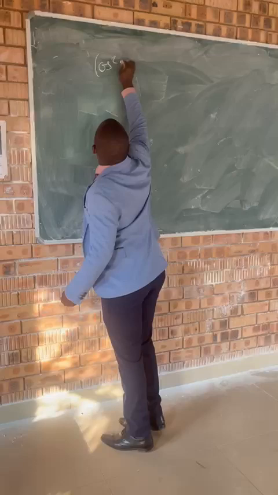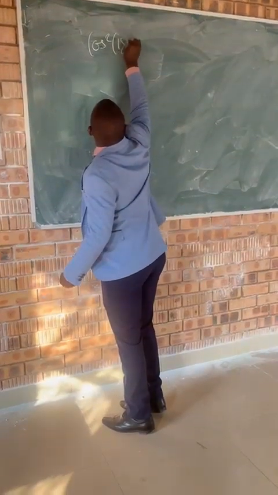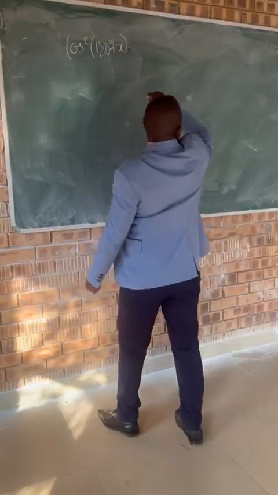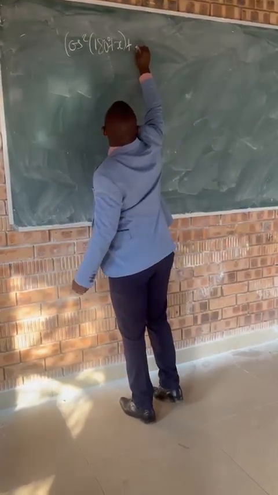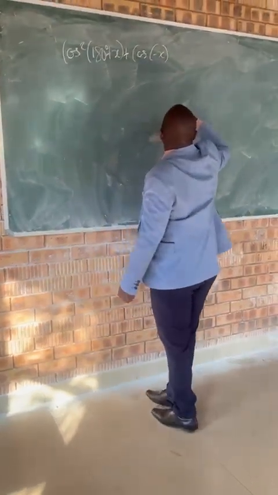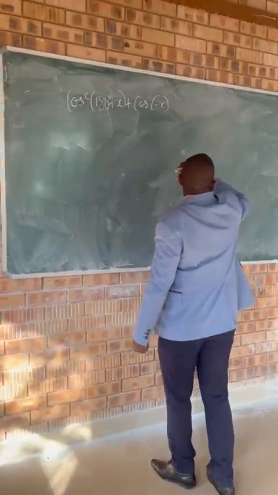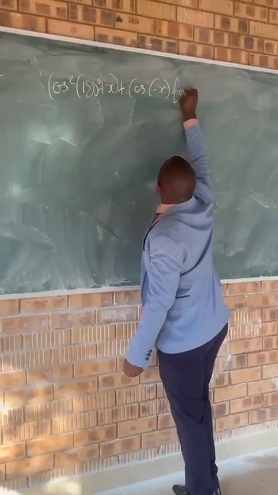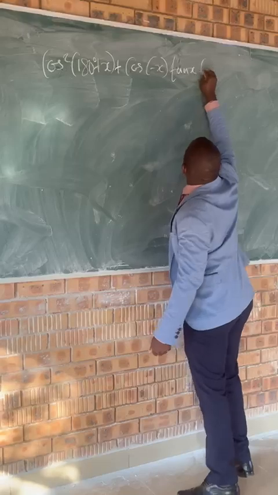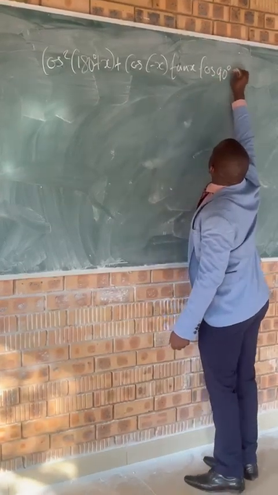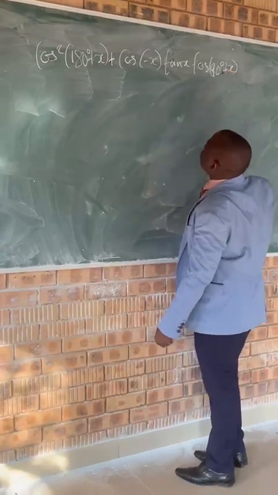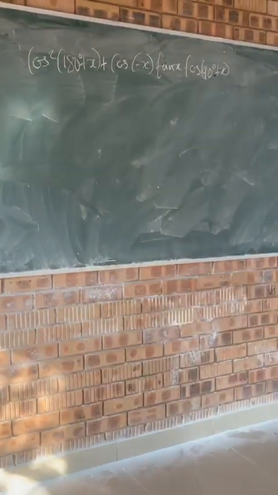It reads cos squared (180 degrees plus x), then plus cos of negative x, then tan x, then cos (90 degrees plus x). We want to reduce this to a single trig ratio.